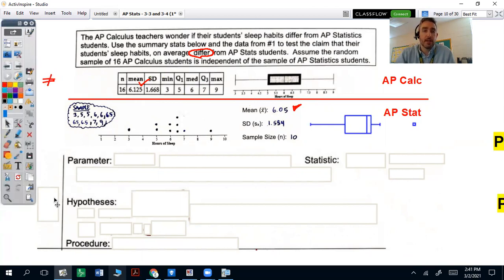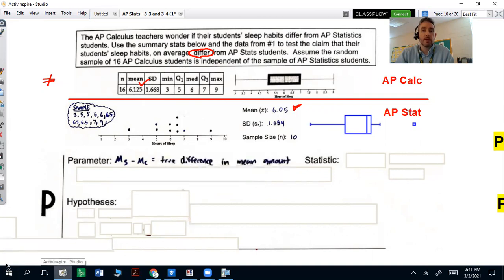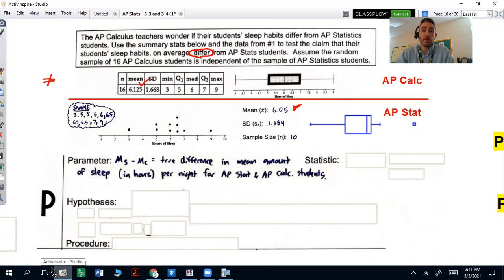So that first part of these inference problems is always the procedure and the parameter. So our parameter is the difference of the mean, statistics minus calculus. You could go either way. So you could have done calculus minus statistics, it does not matter. We just did statistics first. That's the true difference in the mean amount of sleep in hours per night for AP Stats and AP Calc students. Now, what is the statistic? Well, those are your samples subtracted. So we have those numbers.